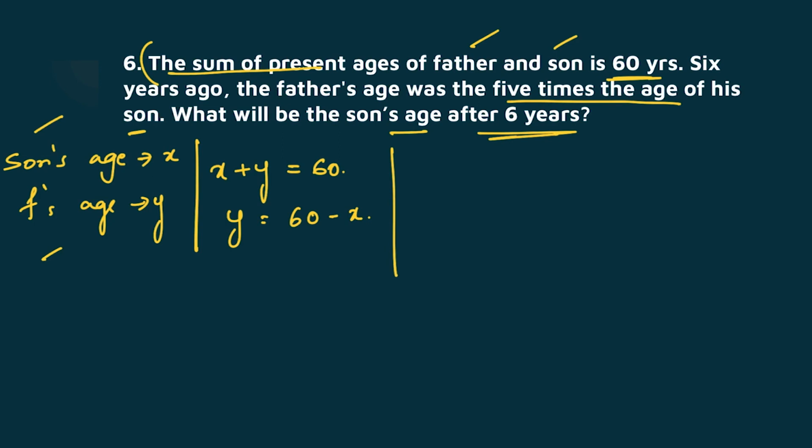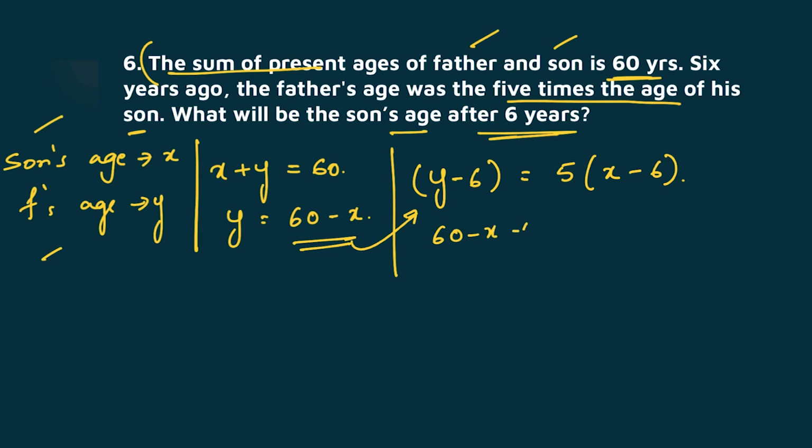Now we should form an equation. See the next statement. 6 years ago, that means 6 years back, you have to subtract 6 from the father's age. So 6 years back, the father's age was 5 times the age of his son. We have got an equation and we know the value of y is 60 minus x. So substitute that value here. 60 minus x minus 6, which is equal to 5x minus 30.